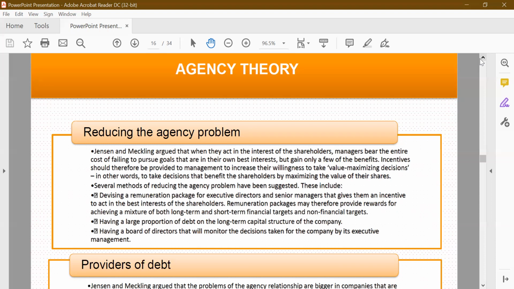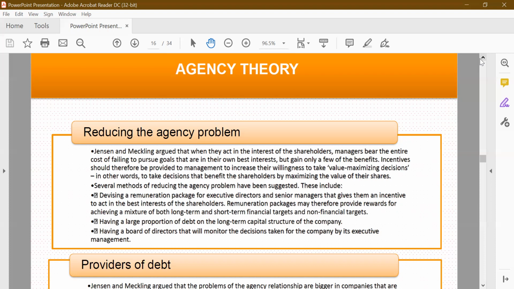Jensen and Meckling argue that when they act in the interest of the shareholders, managers bear the entire cost of failing to pursue goals that are in their own best interest, but only a few of the benefits. So what does this mean? Or what is this heading towards? It means that incentives should therefore be provided to management to increase their willingness to take value maximizing decisions.